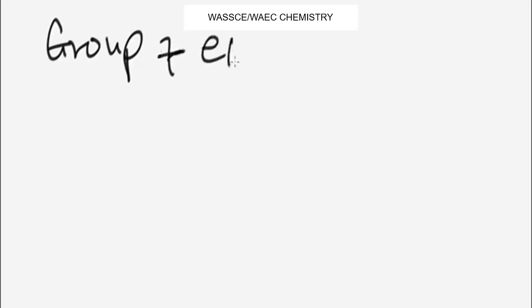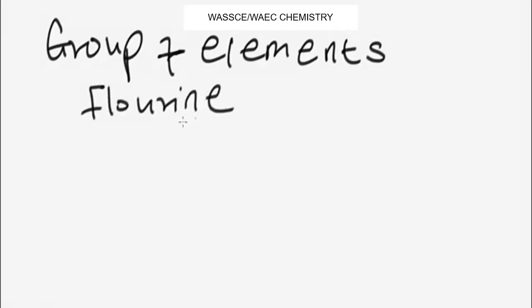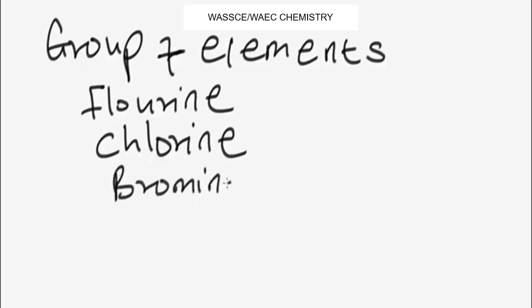So I remember looking at the concept of group 7 elements. Alright, now let's begin by outlining the group 7 elements we have. Group 7 elements include fluorine, chlorine, bromine, and iodine. So these are the basic or common elements in group 7.